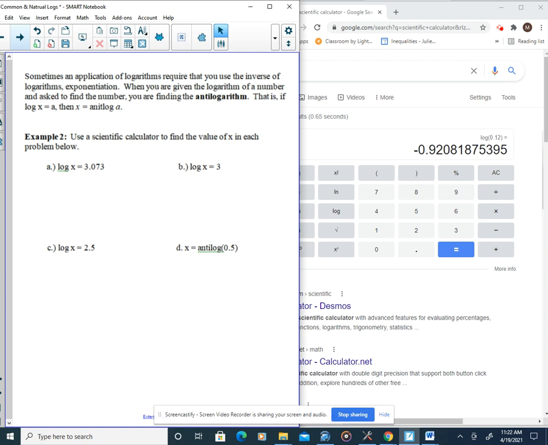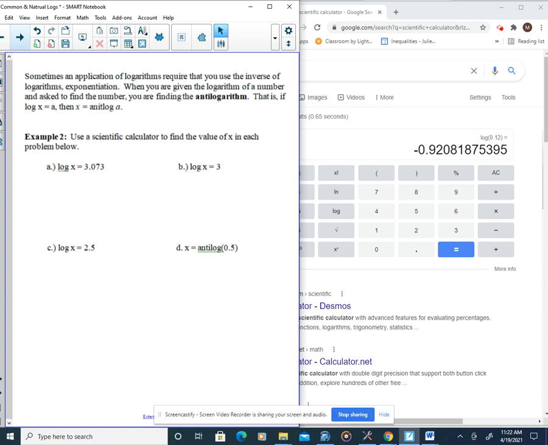All right, so if we read this paragraph, sometimes it says an application of a logarithm requires that you use the inverse of the logarithm, which is the exponential form. When you are given the logarithm of a number and asked to find the number, you are finding the anti-logarithm, it's called.